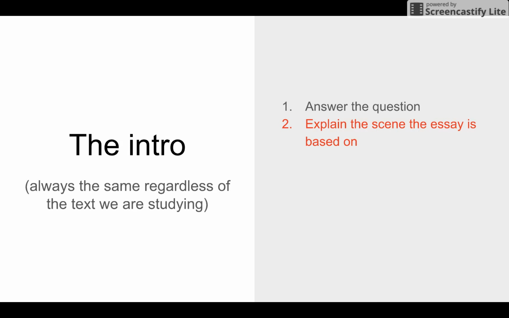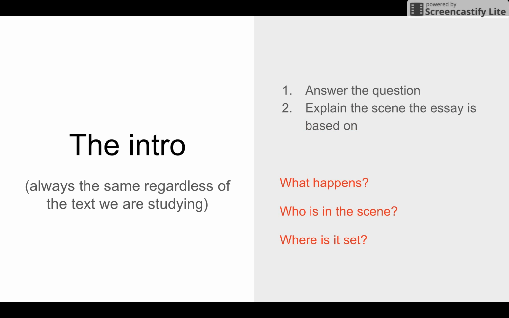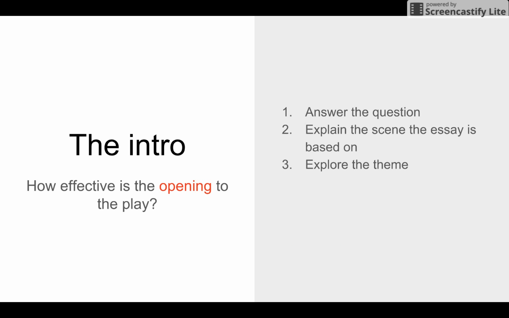Number 2, explain the scene the essay is based on. For that, I'm simply looking for you to show me that you understand what happens in the scene, who is in the scene, where it is set, and anything else that's relevant to the particular section of text that we are analysing. And then 3, I've explained this already, but explore the theme.